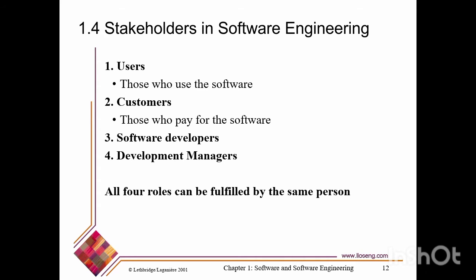The next topics: the nature of the software and the definition of the software. After that, stakeholders in software engineering: users, customers, software developers, and development managers. The four roles can be fulfilled by the same person. Those who use the software system are called users. Those who pay money for the software are the customers. Software developers and development managers are especially focused on the development of the software.